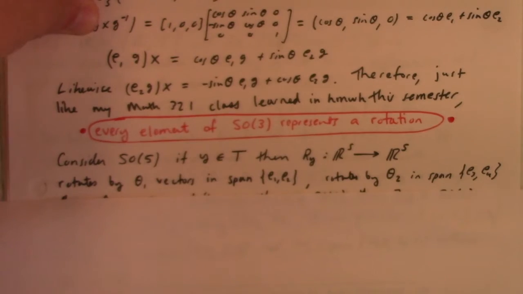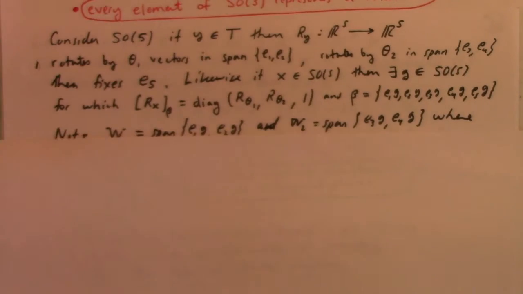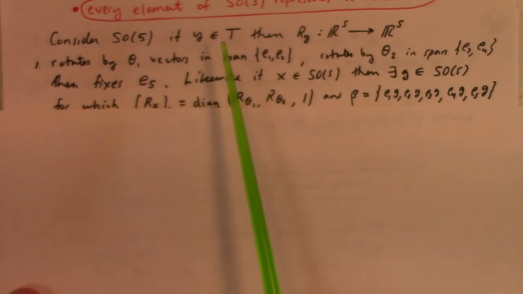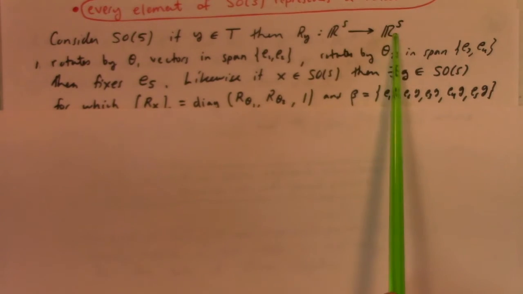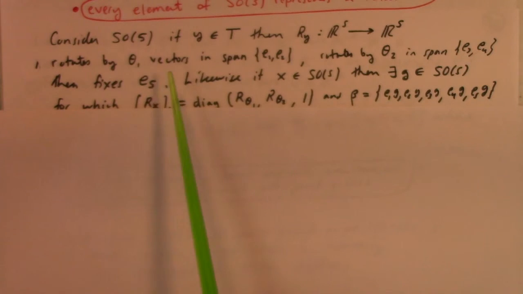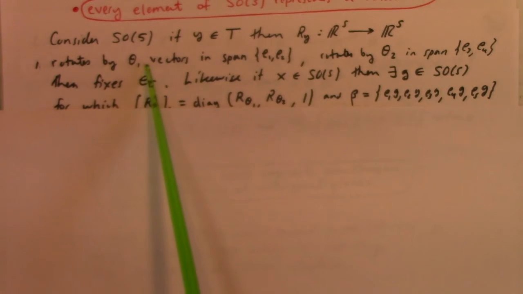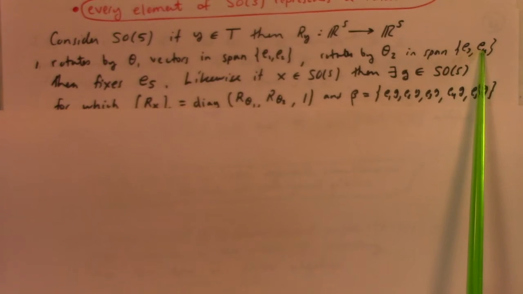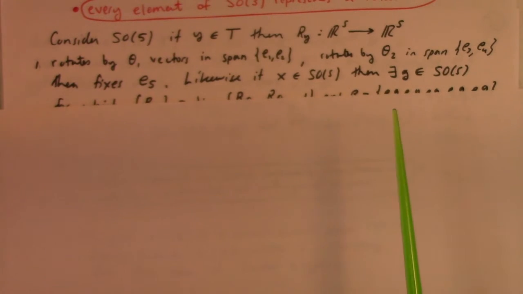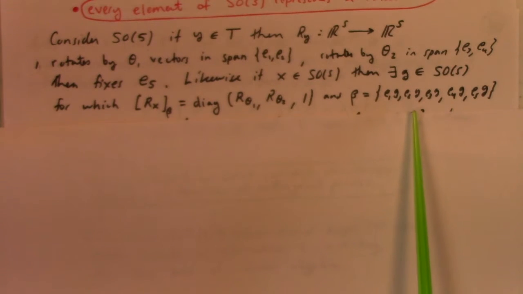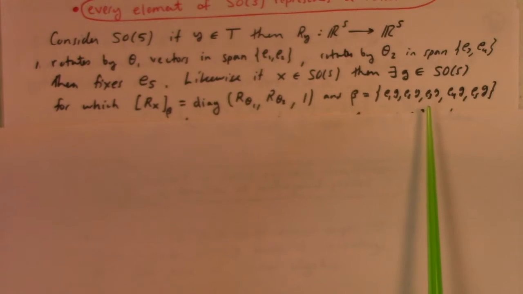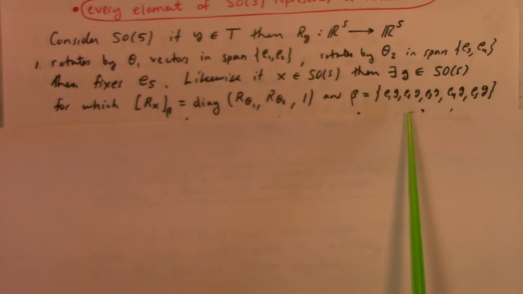Let's look at the corresponding argument for SO5. For SO5, if y is in the maximal torus, then Ry is going to be mapping from R5 to R5 that rotates by theta 1 vectors in this span and by theta 2 vectors in that span. And it fixes E5. That's just the canonical standard torus, okay? Say, well, why didn't you fix the first thing and then rotate 2 and 3 and 4 and 5? Well, it's just a choice of notation. Our canonical tori are just a choice.